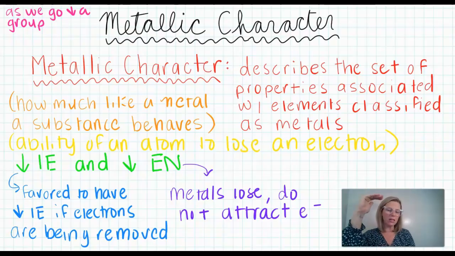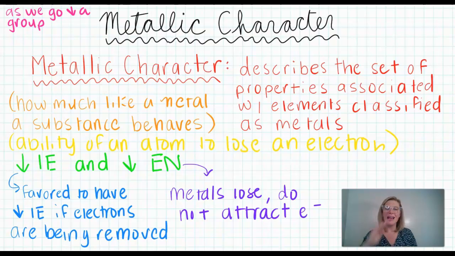From lithium to francium, what happens to our ionization energy? Well, who has an easier time losing that electron? The answer is that francium has an easier time losing that electron. Why is that the case? We talked about this a lot in class the past couple days, but the bigger the atom is, the further away that valence electron is from the nuclear pull, and therefore it's much easier to remove that electron. So as we go down a group, our ionization energy is going to decrease, which is good for metallic character.